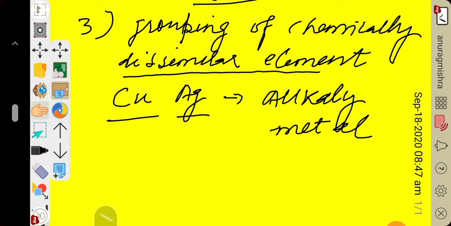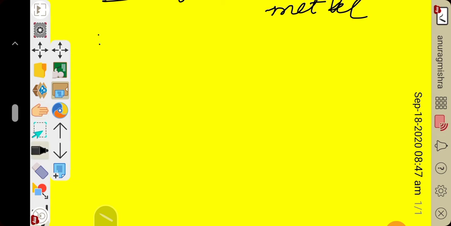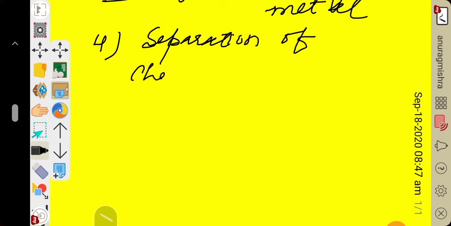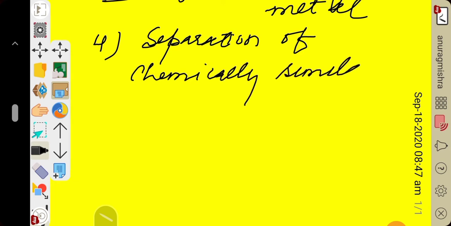Now come to demerit number 4: separation of chemically similar elements. If elements are chemically similar, they must have the same position in the periodic table. But the scientist could not do it like this.